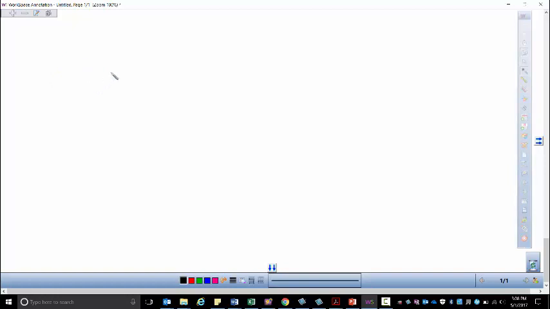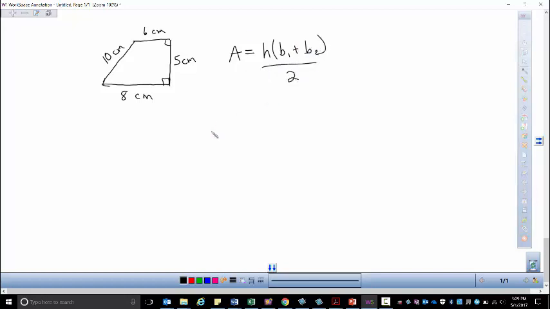Sometimes they have funny ones, so we'll try one that looks different. So this is also a trapezoid, but it just looks different. And they might put a little right angle here to let you know that this is perpendicular. And I will say this is like 10 centimeters, 6 centimeters, 5 centimeters, and 8 centimeters. So the area is equal to the height times the quantity of B1 plus B2 divided by 2.